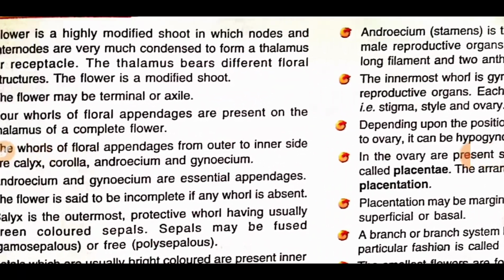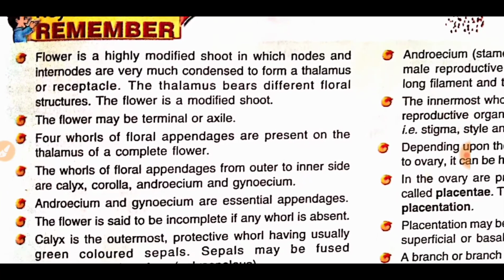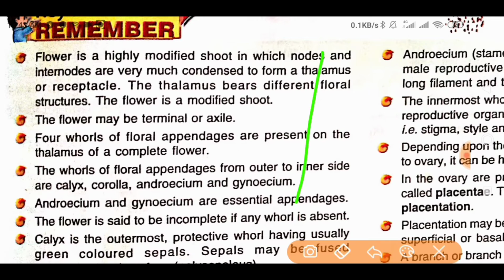Flower. What is a flower? If we remember, a flower is a highly modified shoot in which nodes and internodes are very much condensed to form a thalamus or receptacle. Okay, what are nodes and internodes? You can easily understand. Suppose this is the structure of a stem, and the branches which bear flowers come in nodes, and the space between two branches is known as internodes.